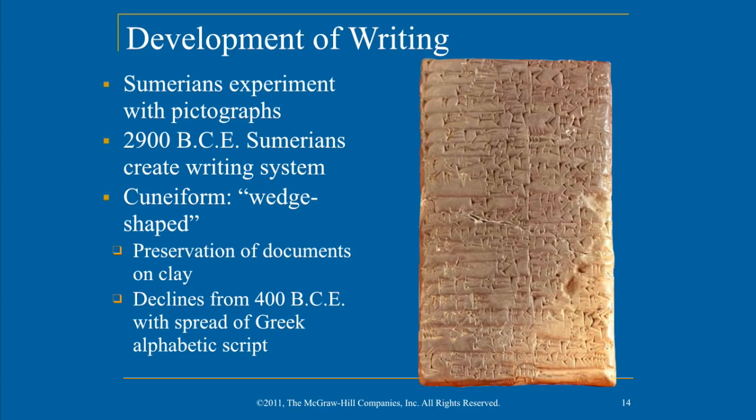Cuneiform declines around 400 BCE with the spread of the Greek alphabet system. If you've ever seen sororities or fraternities, those are Greek letters. The alpha, the omega, the epsilon, the delta, the pi, the phi, the rho, all those letters that you've heard about in terms of sororities and fraternities, that's the Greek alphabet system. And it has a very simple form.